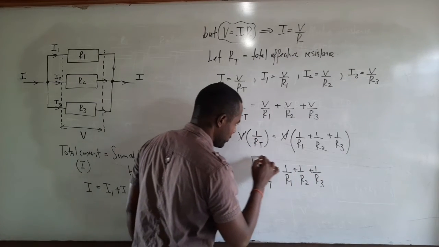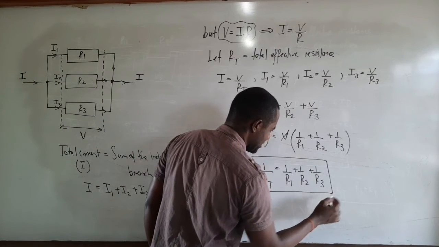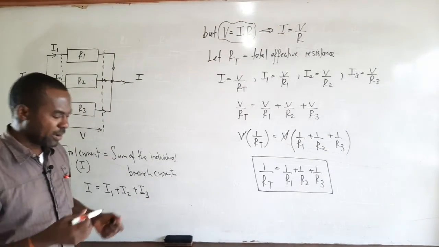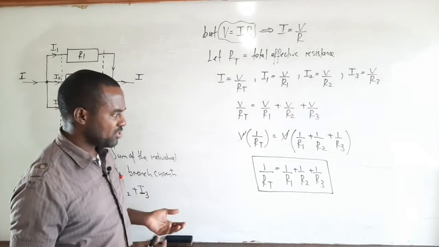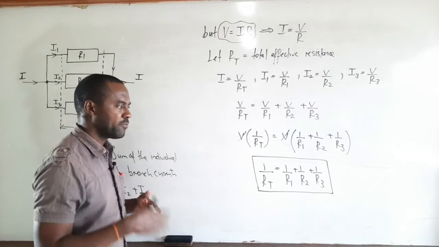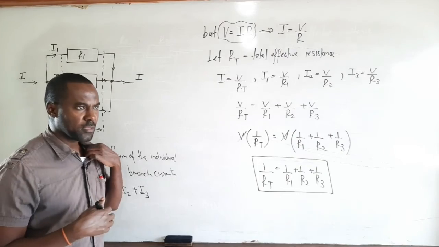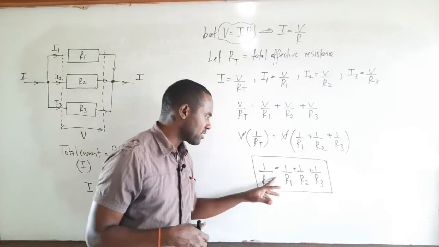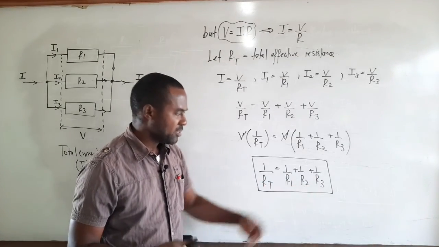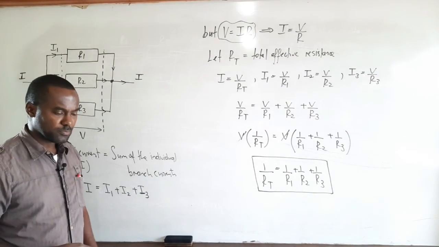And this equation gives us a way of calculating the total effective resistance of 3 resistors connected in parallel. This equation was derived for 3 resistors connected in parallel, but of course it can extend to 4, 5, 6, or even a larger number of resistors connected in parallel. Usually if we want to find the total effective resistance RT, we find 1 over RT by working out the right hand side, and then we reciprocate that value to give RT.